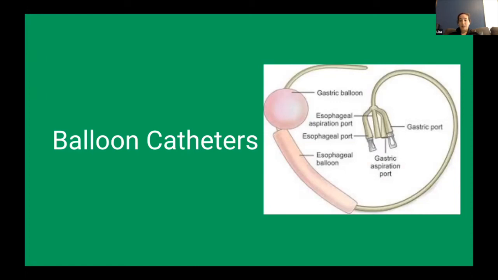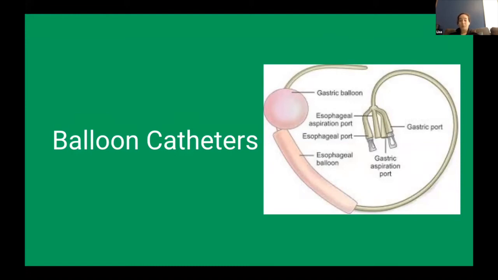The proximal end contains 3 ports, which we see right here. And there are 2 balloons at the distal end. One of the ports is the gastric port, which can be used to aspirate gastric contents, insert stuff into the stomach, or lavage the stomach. And then you have your esophageal port, which goes to the esophageal balloon, and your gastric port, which goes to the gastric balloon. The gastric balloon is rounded, whereas the esophageal balloon is much more elongated. And the end of the catheter has fenestrations so that you can allow for gastric lavage.